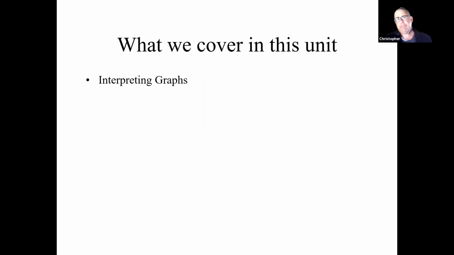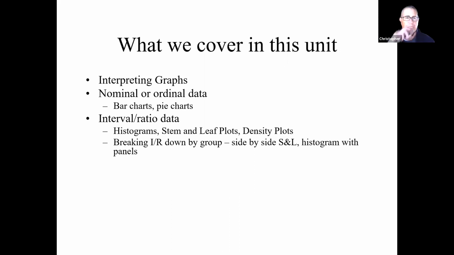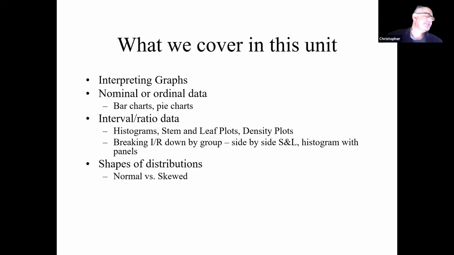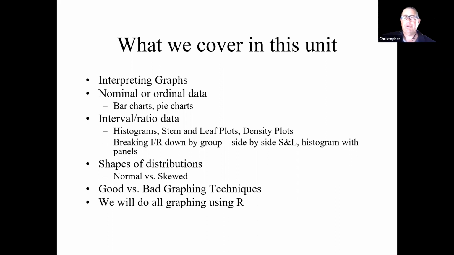So in this unit, we're going to talk about interpreting graphs. Graphs for nominal and ordinal data, bar charts, pie charts are common things that you'll see for representing variables that have categories. And then graphs for interval ratio variables, histograms, stem and leaf plots, density plots, we'll see those. And we'll see also that we can break these variables down by groups using a couple of different approaches. We'll also talk about different shapes of distributions, normally shaped distributions versus skewed distributions. And we'll see some examples of good and bad graphing techniques. And of course, we'll do all of our graphing using R.